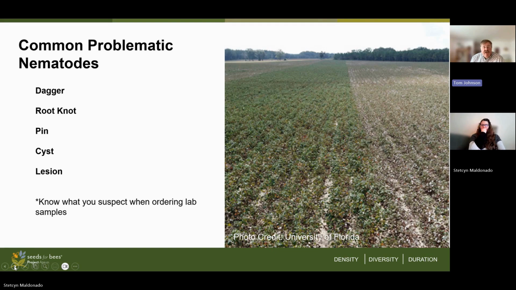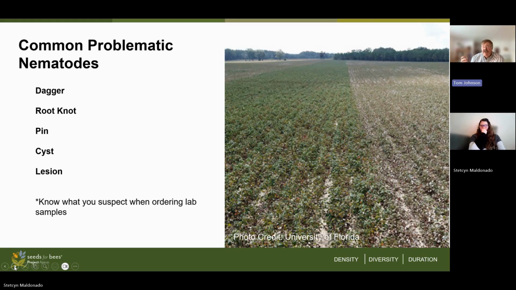So a lot of our common problematic nematodes, and this is kind of a list of villains, but it's not necessarily in order. It's of course going to depend on your crop. So the dagger, root knot, pin, cyst, lesion, those are kind of the big heavy hitters that we run into in crop production that will damage the roots and cause you to have yield drag or whatever type of thing. You kind of want to know what you suspect when you're ordering lab samples.